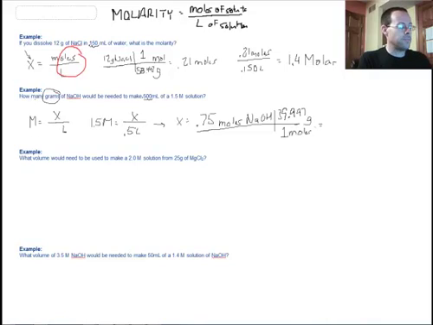And if I do that math, I get 30 grams of sodium hydroxide. Alright, our next problem, if you notice, says what volume would need to be used to make a 2 molar solution from 25 grams of magnesium chloride.